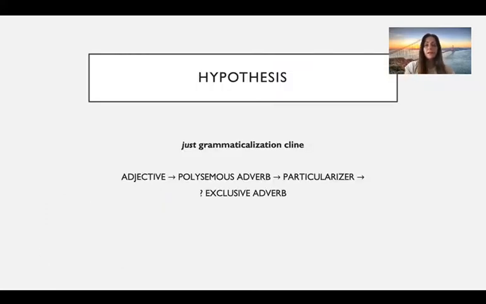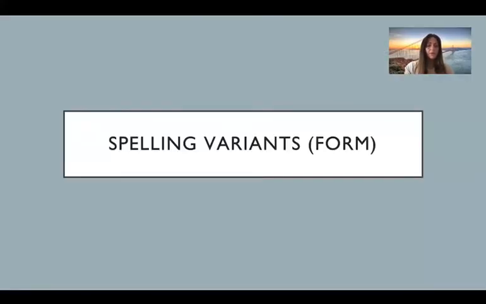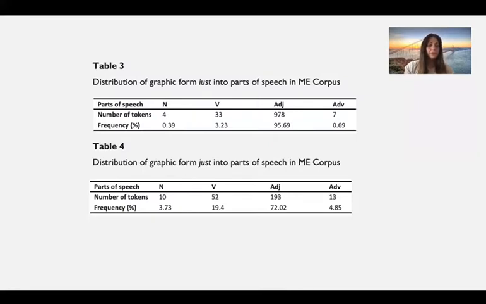Corpus data are aimed at checking the following hypotheses. The cline for adverb just grammaticalization in English presupposes its initial functioning as an adjective, then a polysemous adverb, particularizer, and then exclusive adverb. The form: Middle English corpus data show that the forms just and juste entered Middle English approximately in the 1300s. They are most frequently used adjectivally, while the nominal form appears to be the least frequent one.